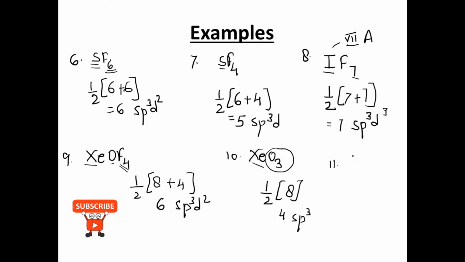Now, if we take up, suppose, XeO2F2. Xenon is the central atom. 8 electrons in the valence shell. Oxygen is divalent, so we will not consider it. Monovalent fluorine, 2 atoms of fluorine, 10 by 2, 5. sp3d hybridization. Now, all these examples which I have given you were without charge.